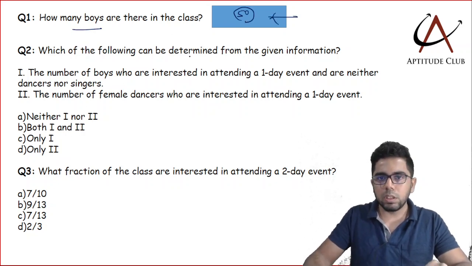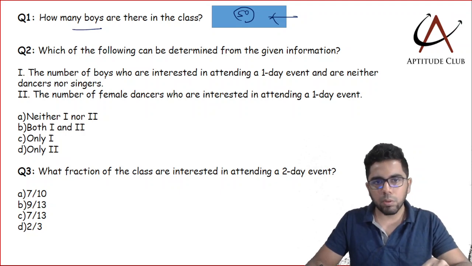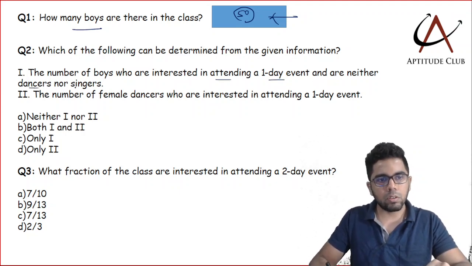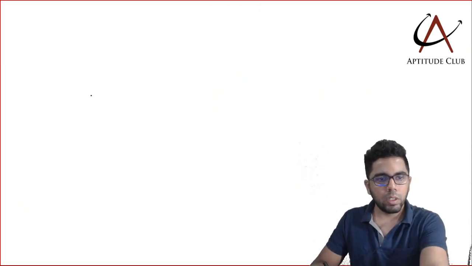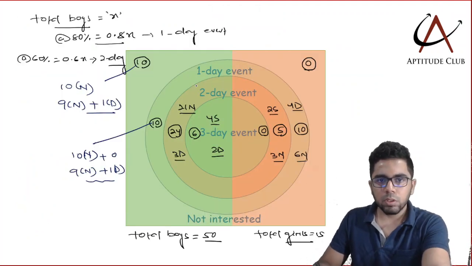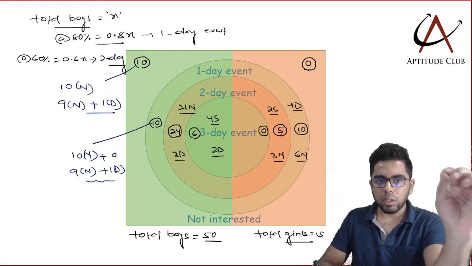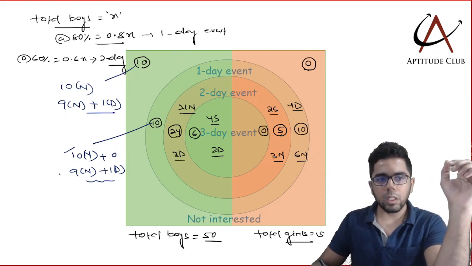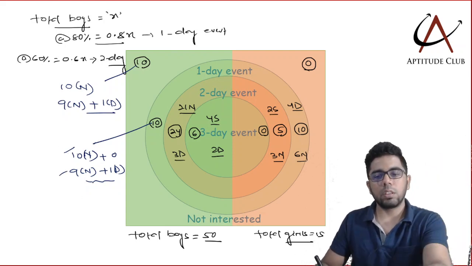Which of the following can be determined from the given information? The number of boys who are interested in attending a one-day event and are neither dancer nor singer. Can we determine this? That was the case left here. The number of boys attending the one-day event is 10, but neither dancer nor singer, it could be 10 or 9. So we cannot uniquely determine that.